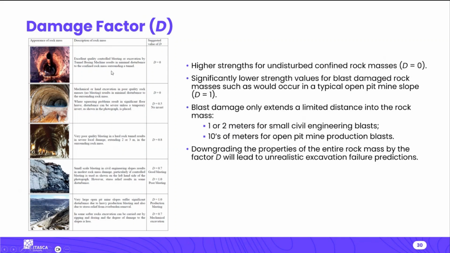undamaged material. In the extreme case, maybe you're right next to where a big blast occurred, or there's some excavation that caused a significant change in the surface conditions. You might get up to a D of 1. That's the maximum value. So your D ranges from 0 for undamaged to 1 for totally damaged. In reality, you're probably in between here somewhere.